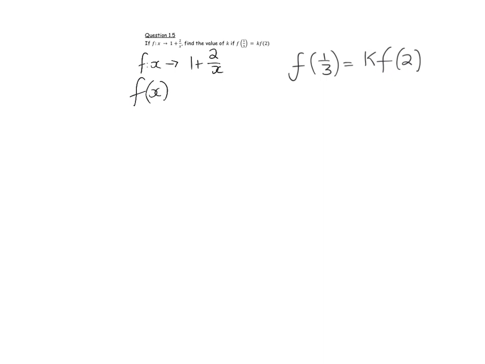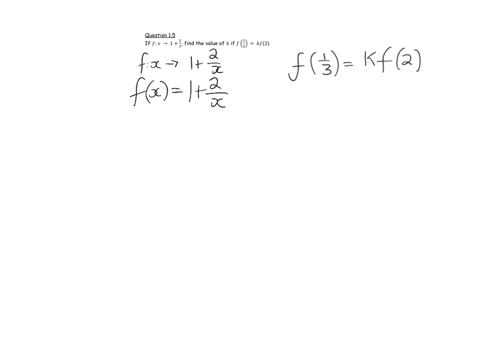So question 1.5 looks a little bit more complicated than it actually is. And a lot of people start to freak out a little bit when they see it. But what we have is f of x goes to 1 plus 2 over x, and they want to figure out where f of a third is equal to k times f of 2. So I'm going to change this into the way they have it: f of x is equal to 1 plus 2 over x.